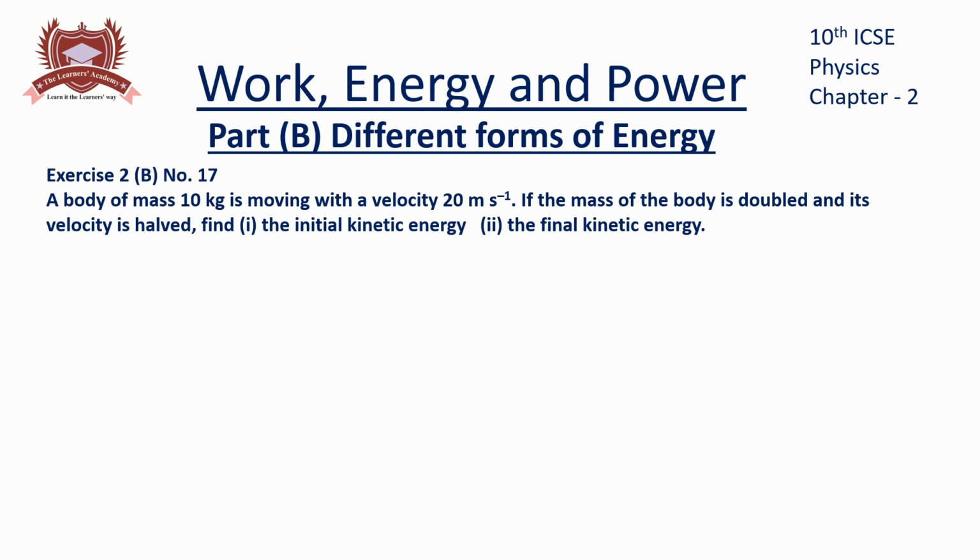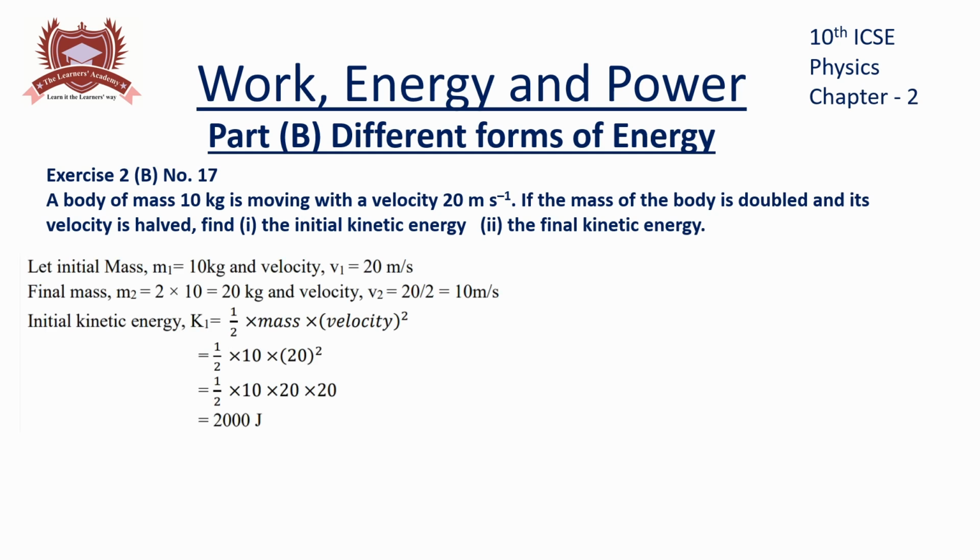Now we have a body of mass 10 kilograms moving with a velocity 20 meters per second. If the mass of the body is doubled and its velocity is halved, then we have to find the initial kinetic energy and the final kinetic energy. So here also, mass is given, velocity is given. In the second case, the mass has doubled and the velocity has halved. So let's see what we get.